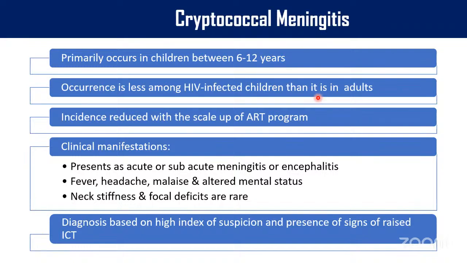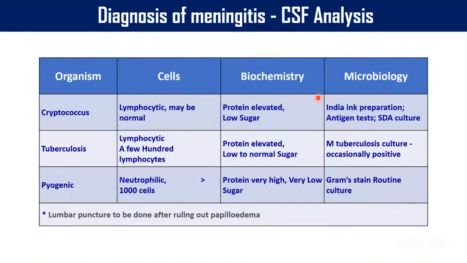Fever may be there, may not be there, but usually they present with a vague headache, malaise, more of like a vomiting. Neck stiffness and focal deficits are very rare. Diagnosis needs a high index of suspicion and presence of signs of raised ICT. So when you do a CSF analysis in cryptococcal, you will have most of the time a very normal looking CSF analysis, but the initial opening pressure will be high in them. And most of the time, as soon as you do an LP, they will feel relieved of headache.